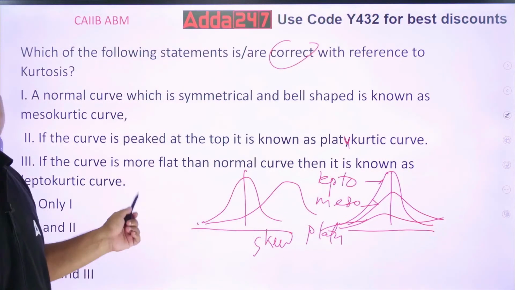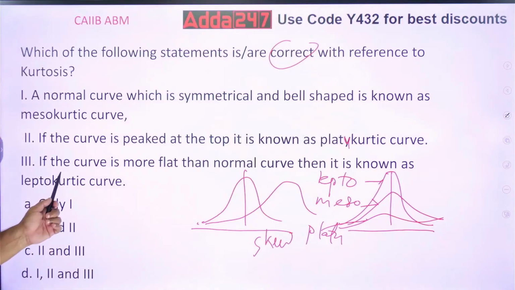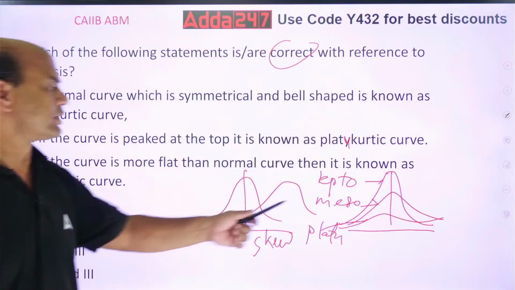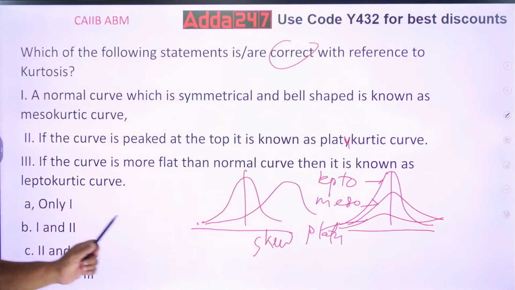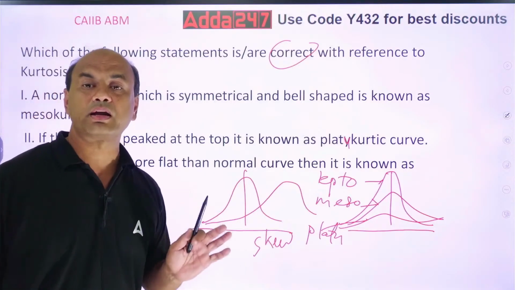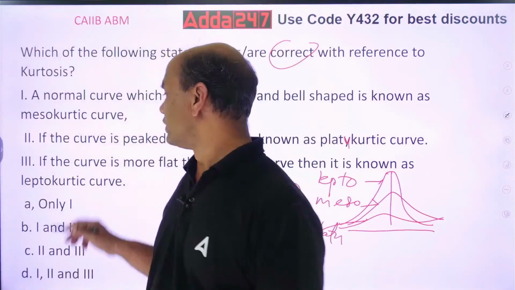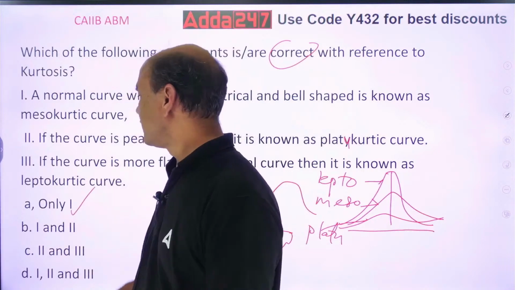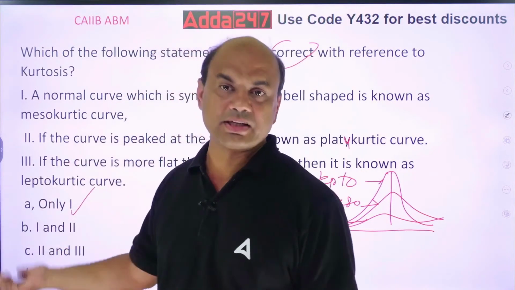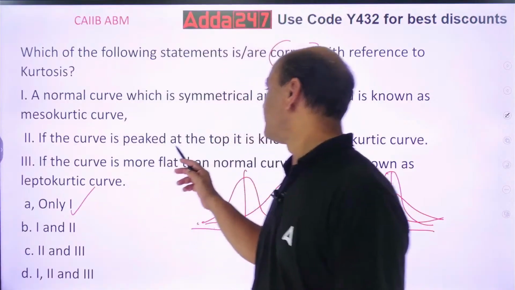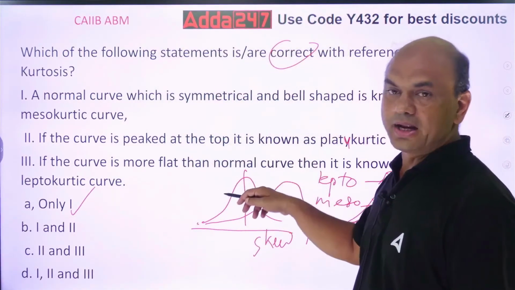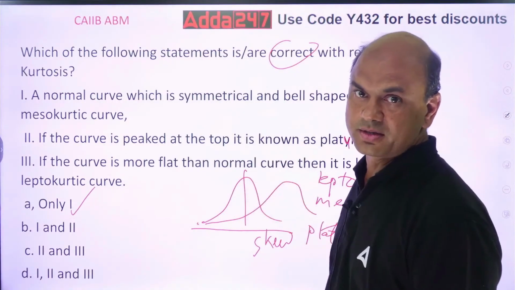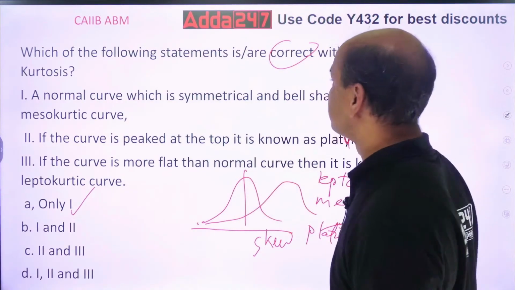What about the third one? If the curve is more flat than the normal curve, normal meaning meso, it is known as lepto. No, it's meso. So the only correct answer here is one. These two are exactly interchanged. If the curve is peaked at the top, it is called leptokurtic. If the curve is flatter, it is called platykurtic. Got it? The difference?